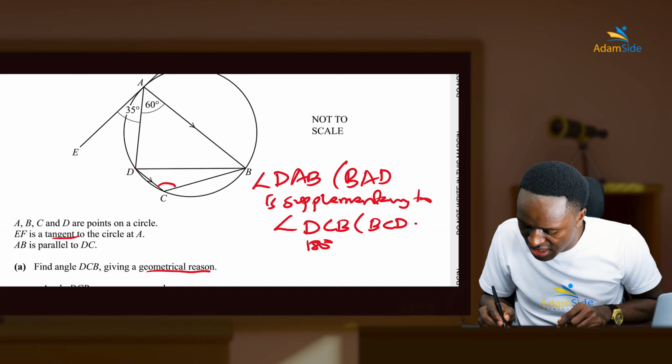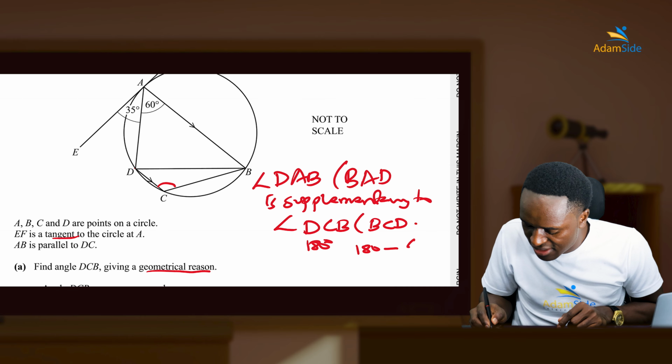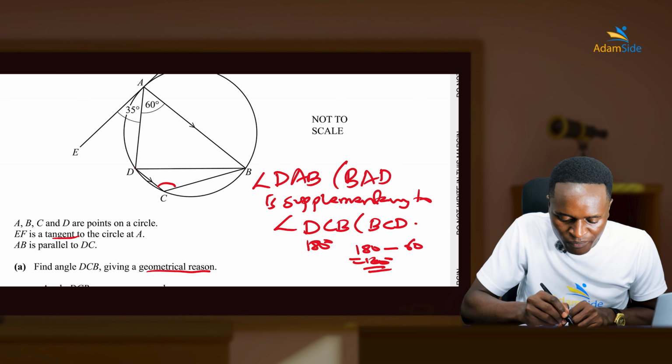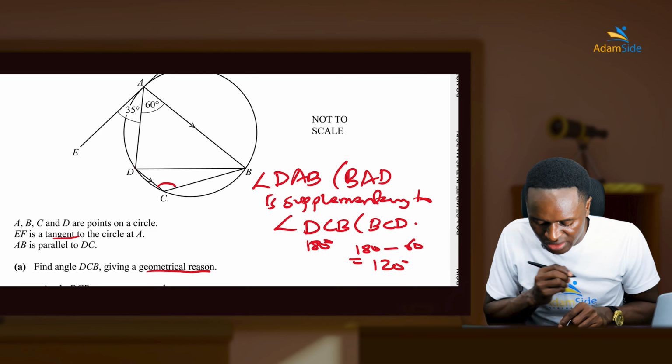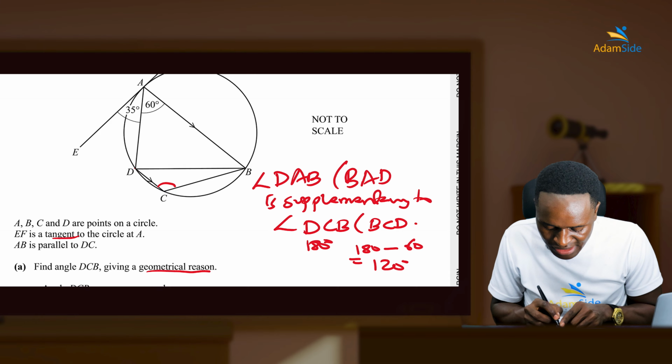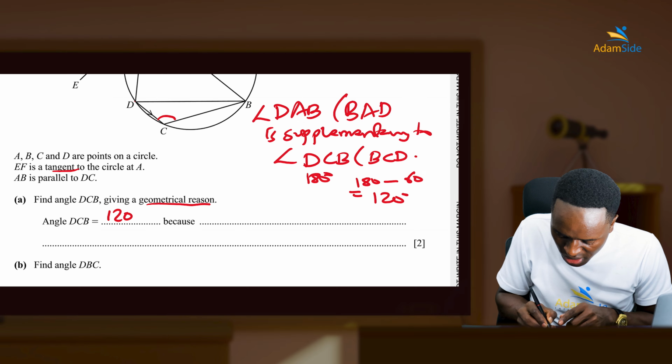Therefore, what you just need to do is take 180 minus 60, you get 120 degrees. And that becomes your answer. So angle DCB is 120 degrees.